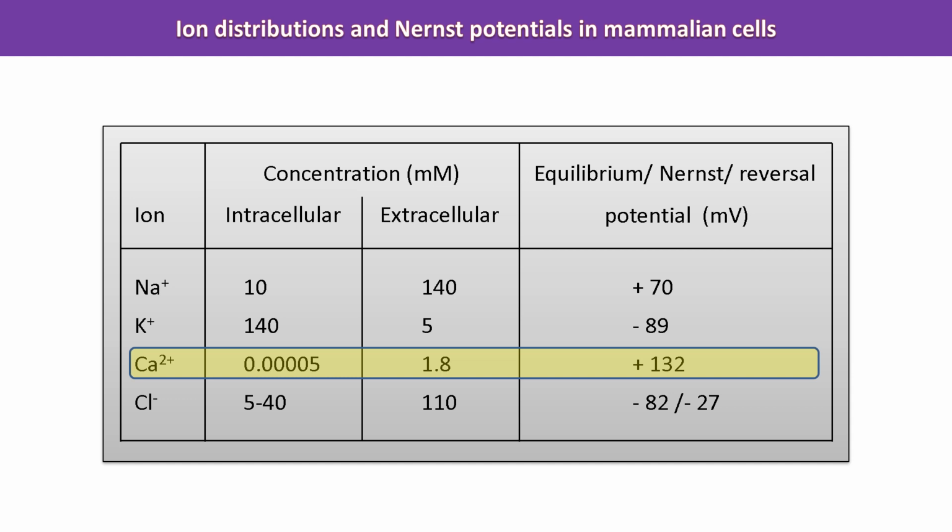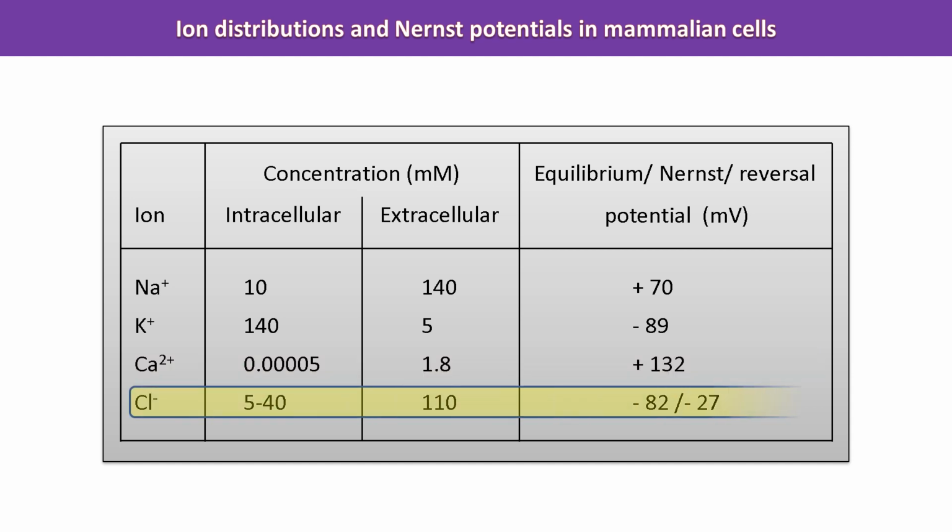Chloride ions are interesting. The intracellular concentration can vary enormously from cell to cell, so there is large variability in the equilibrium potential. The consequence is that when a chloride channel opens, in some cells, chloride ions move into the cell and hyperpolarize it, but in others it moves out of the cell and depolarizes it.